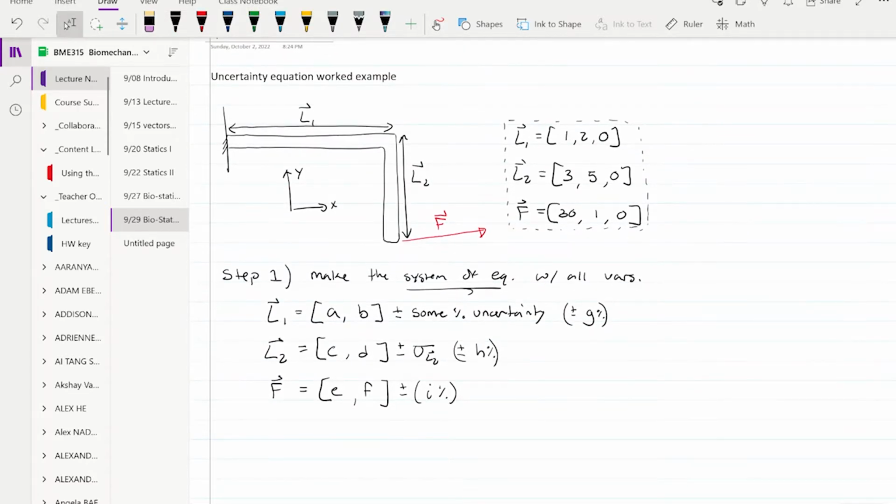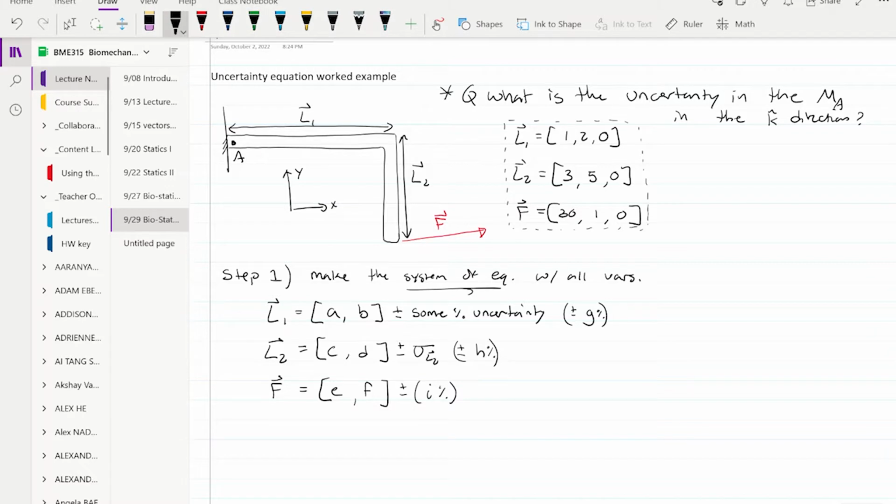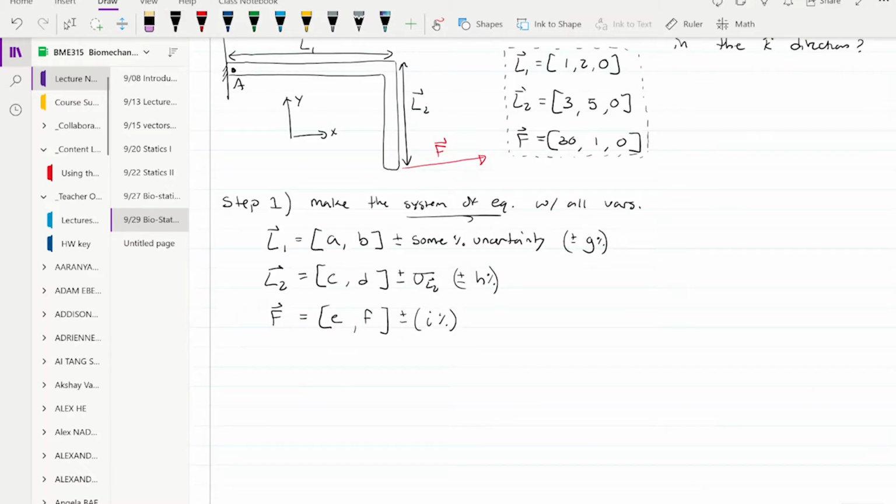Oh, I didn't ask a question. So let's say the question is, what is the uncertainty in the moment about A in the J direction? Right? Let's just say actually the K direction because I know that one's going to exist. All right, so let's solve for the moment about A.